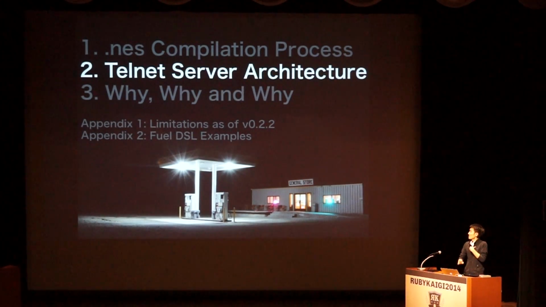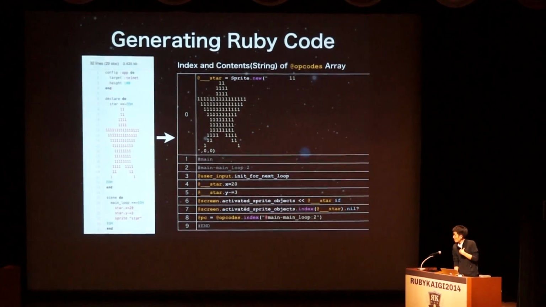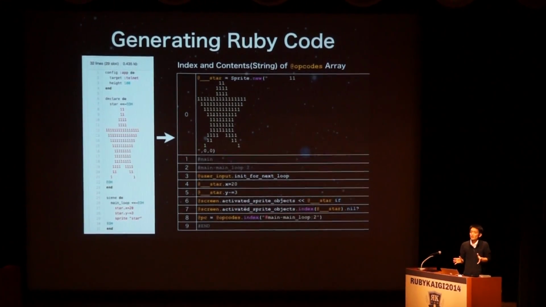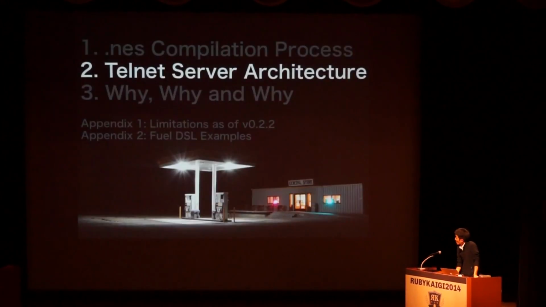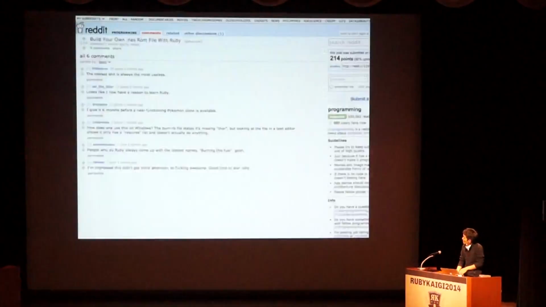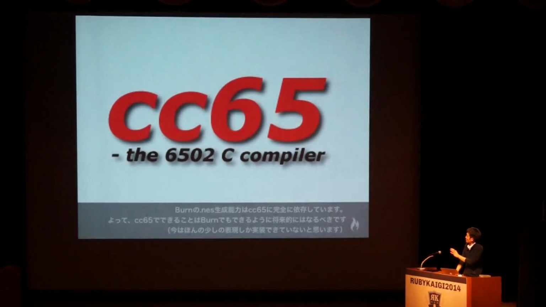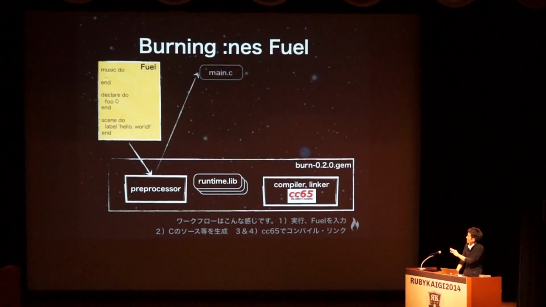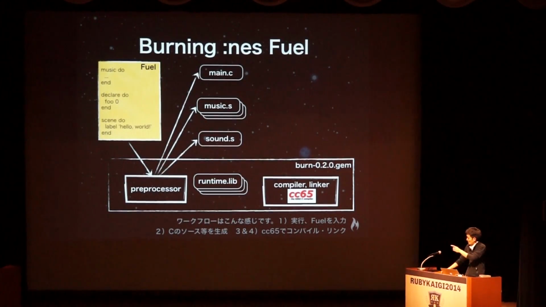Okay, that's the simple summarized explanation about the NES compilation process. Next, telling you about the architecture. So what about the telnet? Before telling you the high-level architecture, I need to mention: in the NES compilation, what we did was the Ruby DSL to the C language.